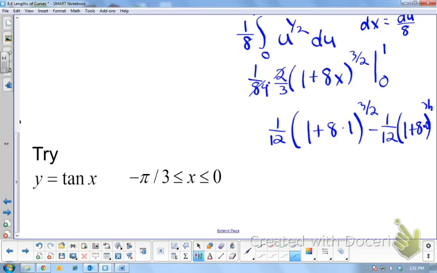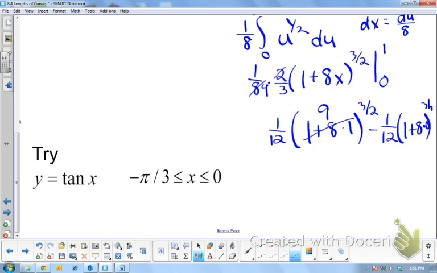the 3 halves. So inside here, what do we really have? 9. Now if we're doing this by hand, again, just to practice, what's my best way to do 9 to the 3 halves by hand? Take the square root first, then cube it.